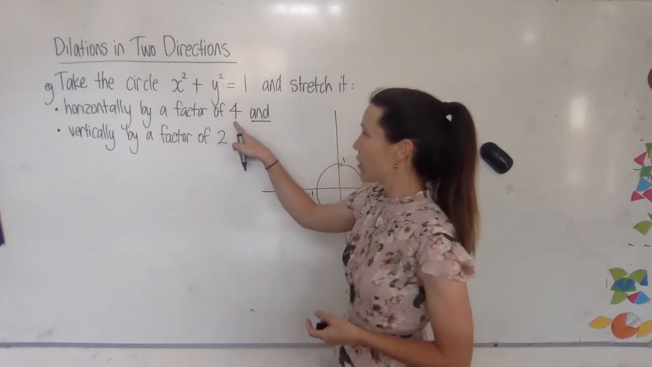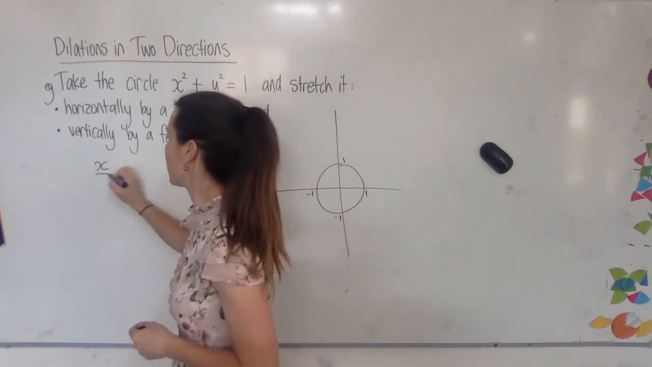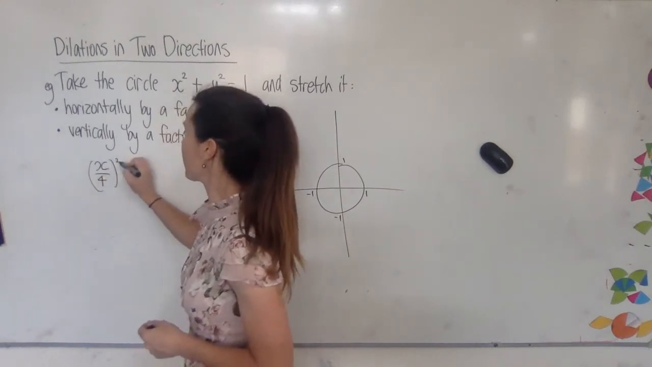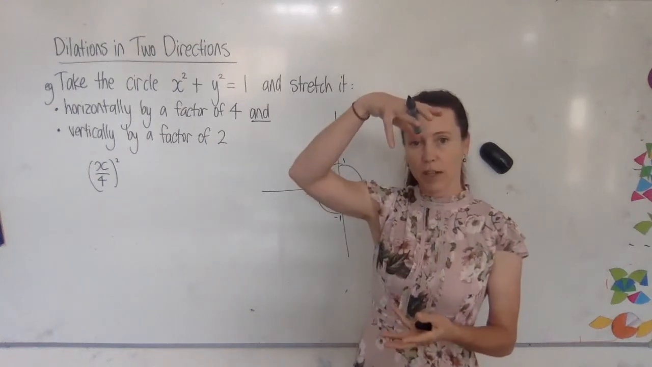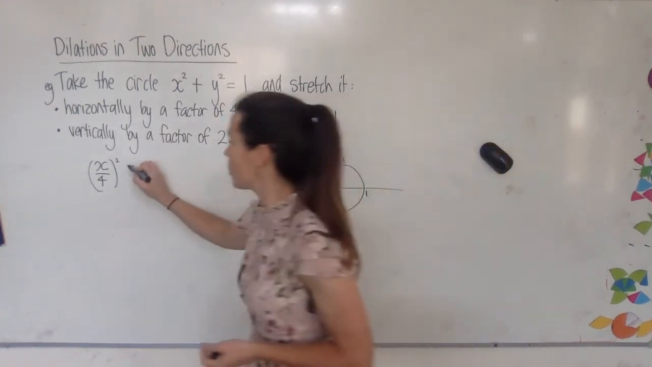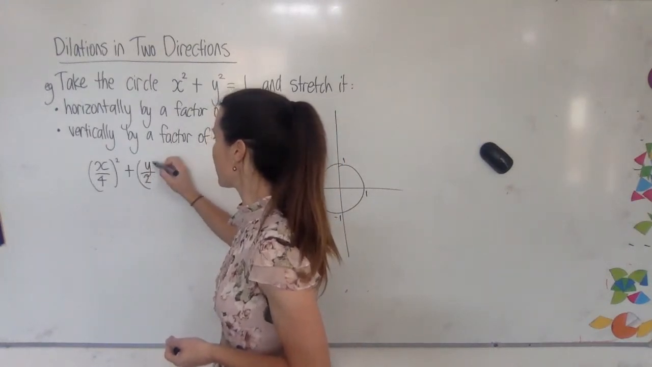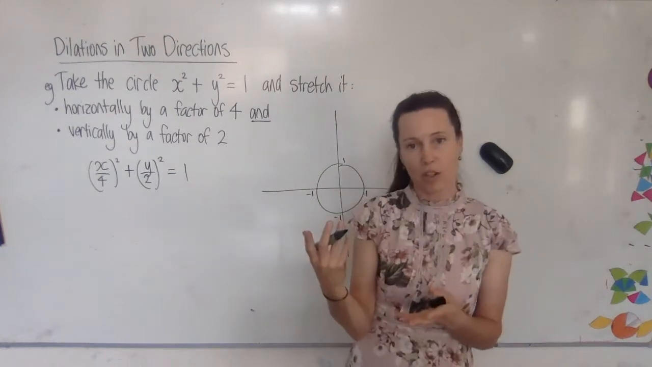So if we want a factor of 4, we'll need to replace the x with x over 4. And of course, it still needs to be squared. Now, if we're stretching vertically, that means we're changing the y values. We'll need to replace y with y over 2. So it's quite simple to make these substitutions. And there you have the formula for your new stretched circle.